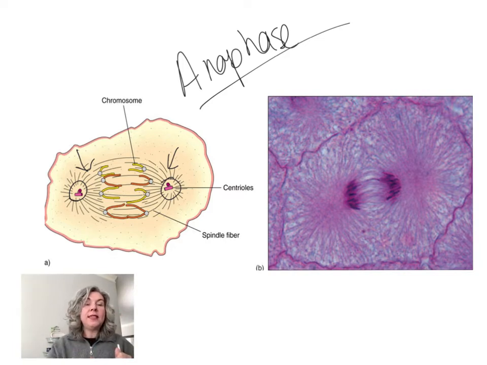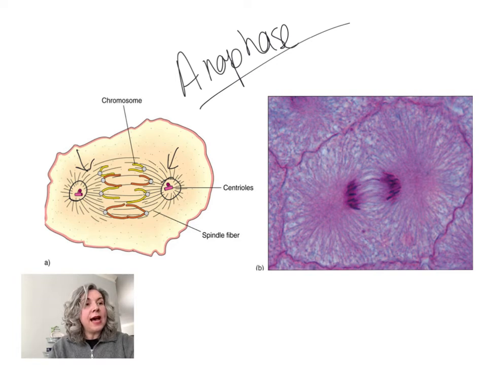So anaphase is the actual separation of your duplicated chromosomes. We refer to these duplicated parts as sister chromatids. So when you're reading about this, you might see a description that says the separation of sister chromatids. And what that means is that your replicated chromosomes begin to pull apart.